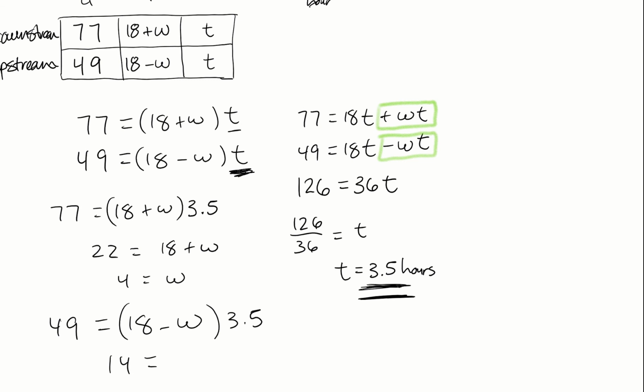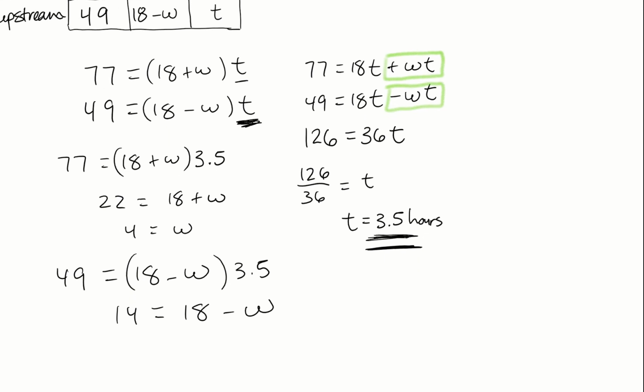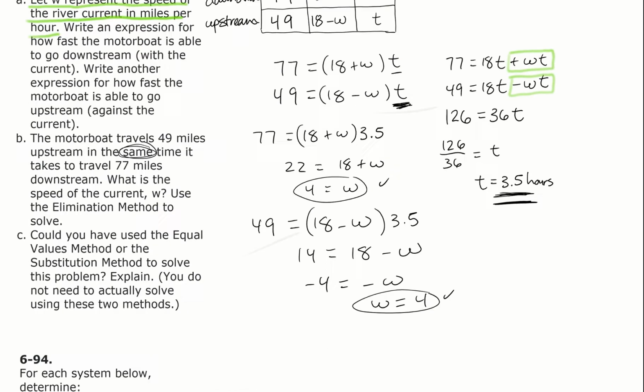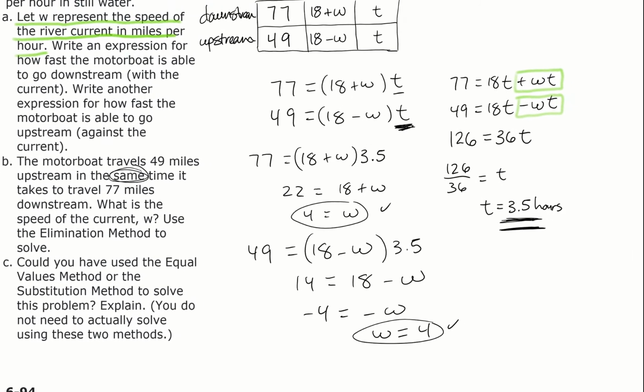14 equals 18 minus W. If I subtract 18 from both sides, 14 minus 18 gives me negative 4. So negative 4 is negative W. Therefore, W is still 4. I'm much more satisfied with the solution now. In both cases the speed of the current is 4, expressed in miles per hour.